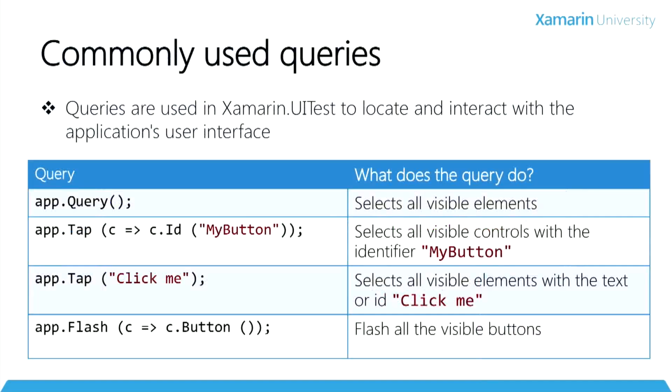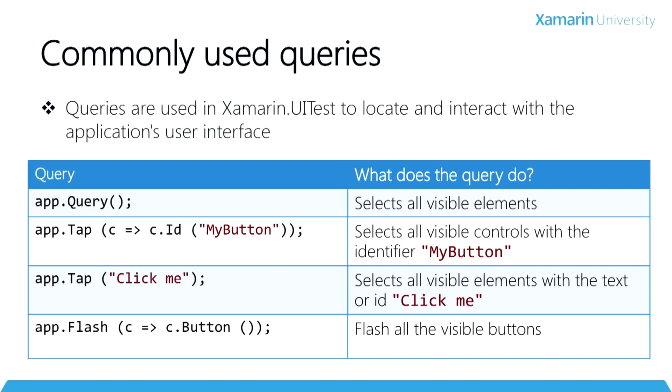Here we can see some of the fairly common queries that you'll use to interact with the app. When we want to see a list of all the visible elements on the screen, we can use the app.query with no selector. We saw this in the REPL demonstration. If we want to select elements specifically by their unique ID, we could use the ID selector. If we want to select elements with the ID or accessibility ID or text, we can use the marked selector, including the shorthand version where we just pass in the string that we're looking for.